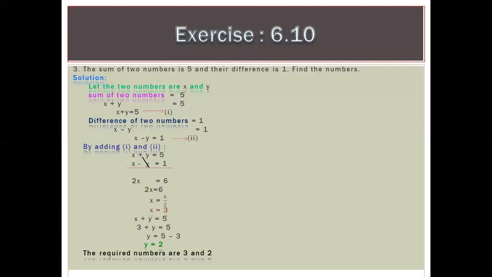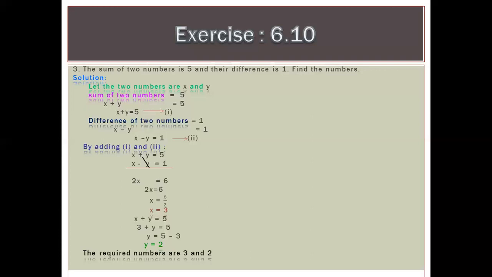x plus y is equal to 5. Instead of x, we put there 3. 3 plus y is equal to 5. Shift 3 to the other side. y is equal to 5 minus 3. The answer is 2. Now you see that we have two variables, x and y. The value of x is 3 and the value of y is 2.